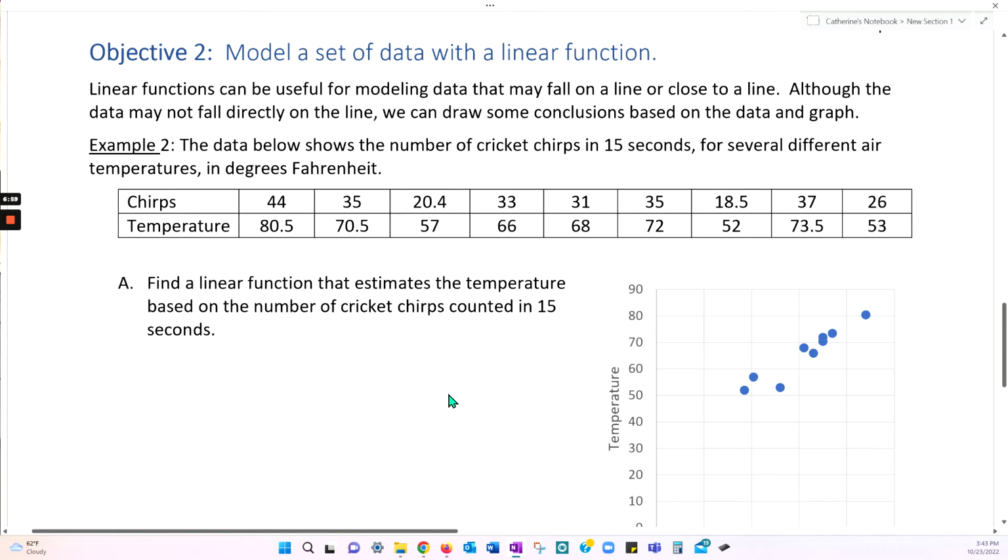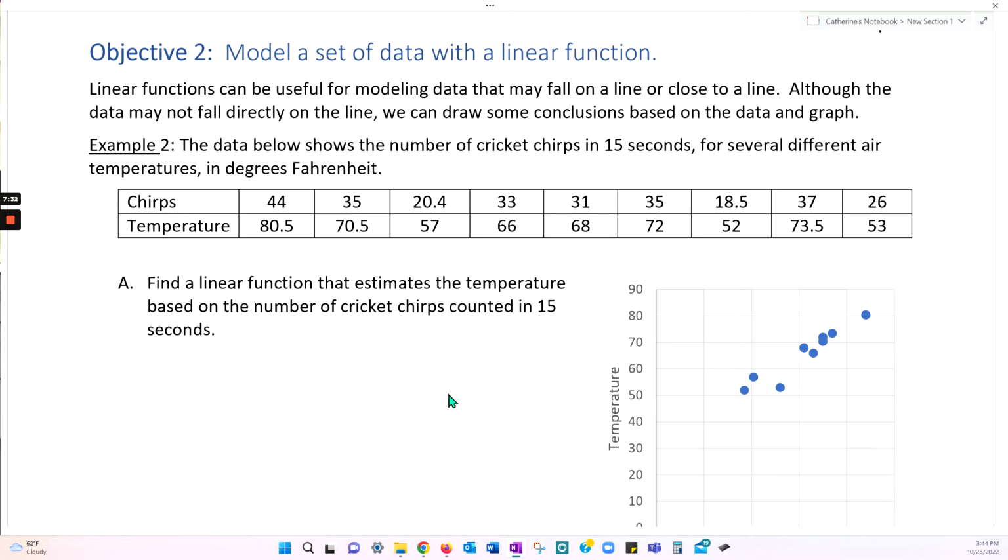So if we do that, then it's not too difficult to come up with a formula that allows us to make predictions. So example 2, the data below shows the number of cricket chirps in 15 seconds for several different air temperatures in degrees Fahrenheit. So basically somebody sets a timer for 15 seconds and they count how many chirps they hear. And depending on the temperature, you hear more or less chirps. And so we can look and see what this looks like.